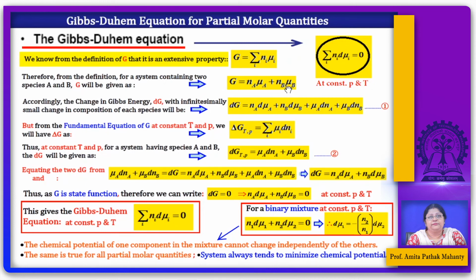This is for G only. We are taking up only G, not other things, because only for G the chemical potential and the partial molar quantities are going to be the same. Okay, so this we have.